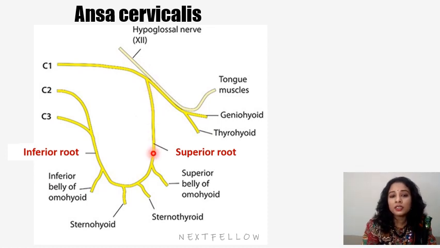And this is the descendens hypoglossi, which is called the superior root, and the inferior root is formed by descendens cervicalis, which is from C2, C3. And we can see what muscles it is supplying. Inferior belly of omohyoid, then the loop supplies sternothyroid, and superior belly of omohyoid. So except thyrohyoid, all our infrahyoid muscles are supplied by Ansa cervicalis.